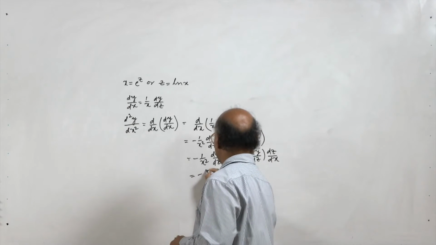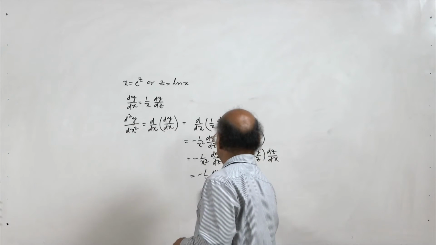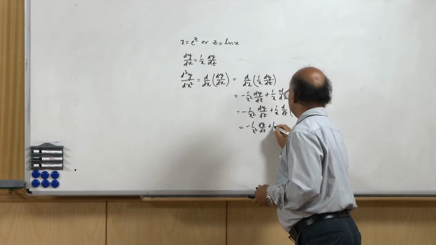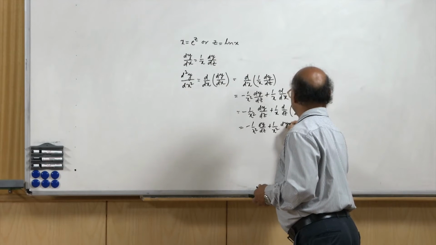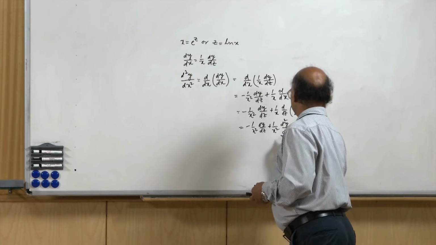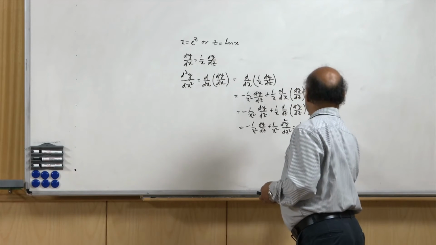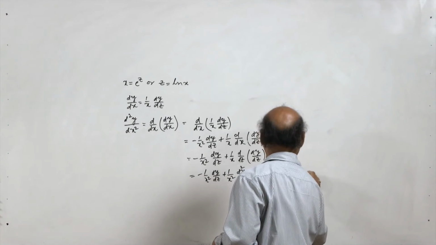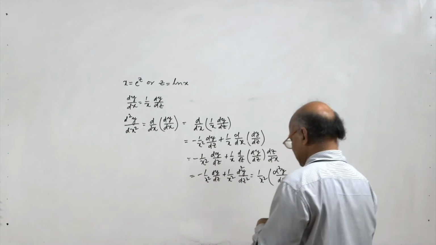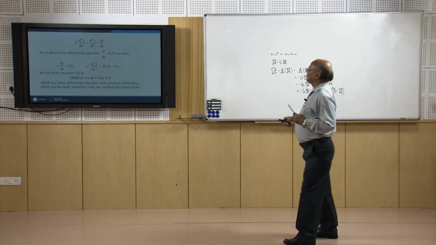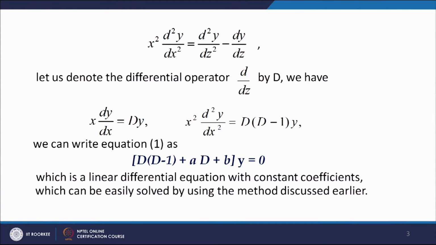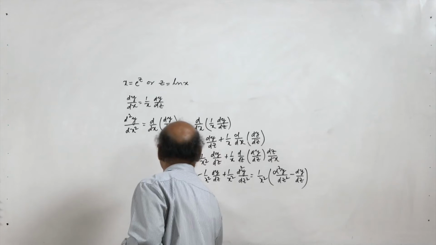So we get minus 1/x² dy/dz, plus 1/x² d²y/dz², since dz/dx is 1/x. So we get 1/x² times (d²y/dz² minus dy/dz), or we can say x² d²y/dx² equal to d²y/dz² minus dy/dz. Now, let us denote the differential operator d/dz by D.